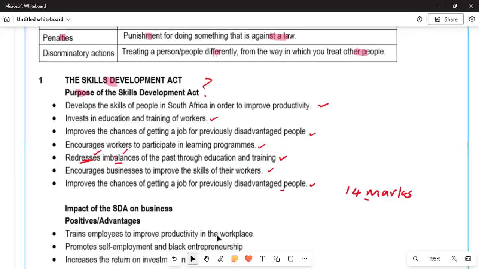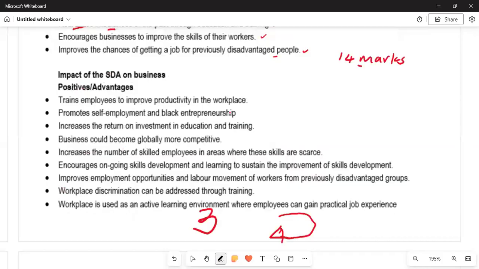Now, as you know, there is what you call the impact. Whenever we talk about the impact, you know very well that you're talking about the act. You're going to be asked about the impact of the act. So whenever you see the word impact, know that you're talking about the advantages and disadvantages of the act. So now we are going to talk about the advantages. What are the advantages of this act?